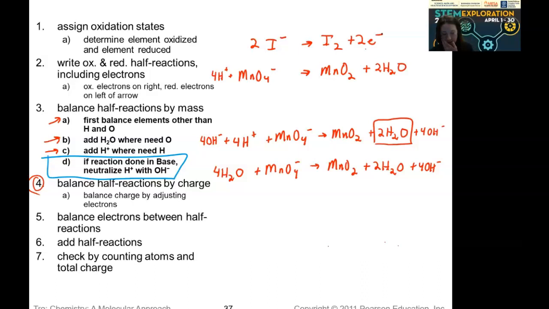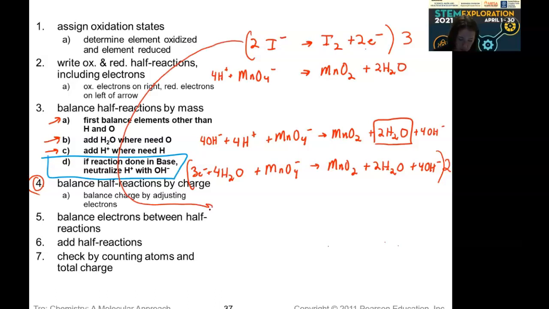2 electrons. So on this side, we have a -4, right? And this is a -1. So we have to add 3 electrons. I can fit this in here. 3 electrons here. So both sides are -4. And multiply this one by 3, multiply this one by 2, so those electrons fall out again.